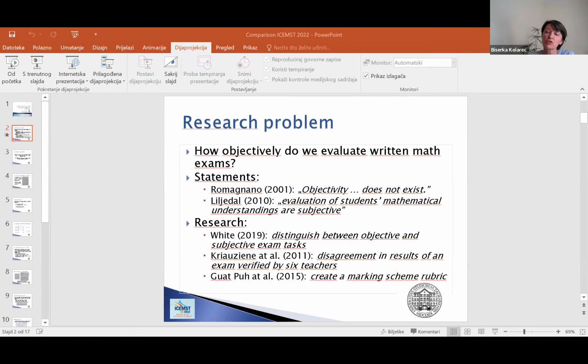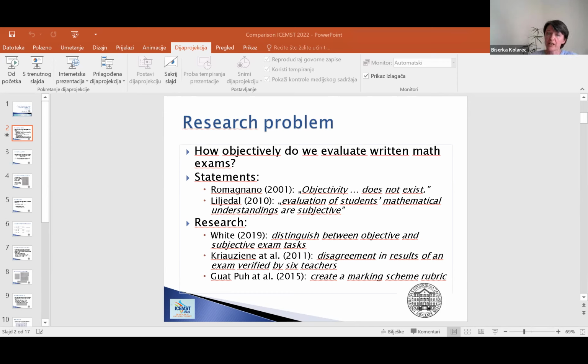The one is White, which distinguishes between objective and subjective exam tasks. So we speak about how to evaluate subjective exam tasks. In research performed in 2011, the same exam was verified by 6 teachers and some disagreement was found. One way to tackle this problem is suggested in a work from 2015, which suggests creating detailed scoring criteria in order to ensure objective evaluation.